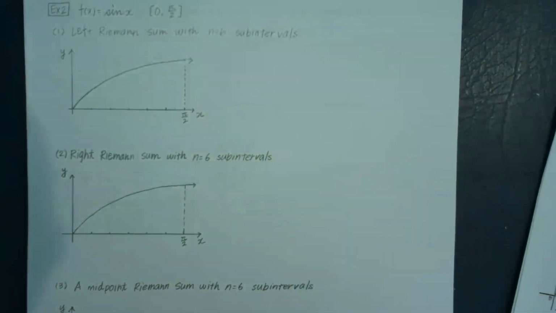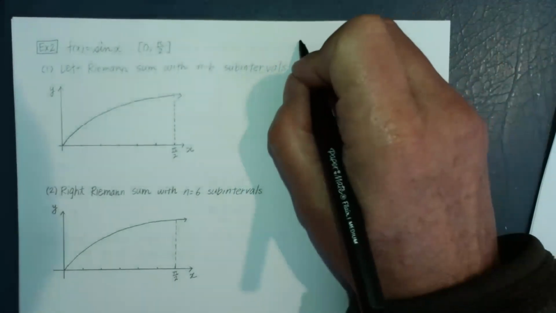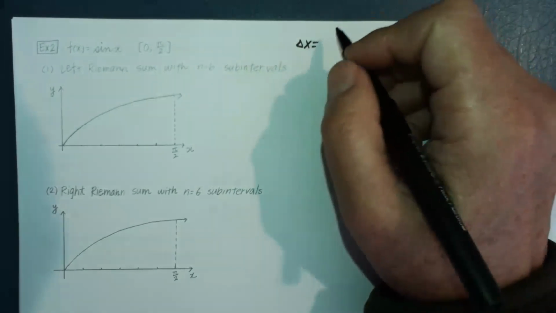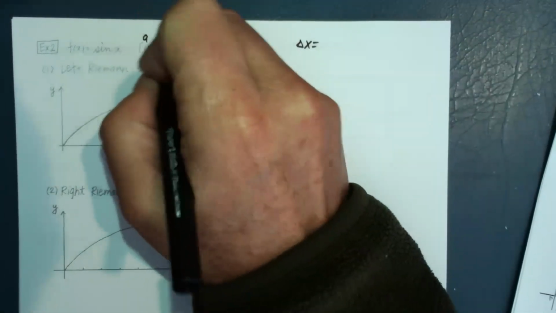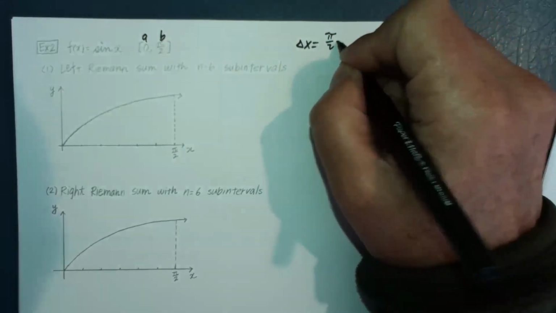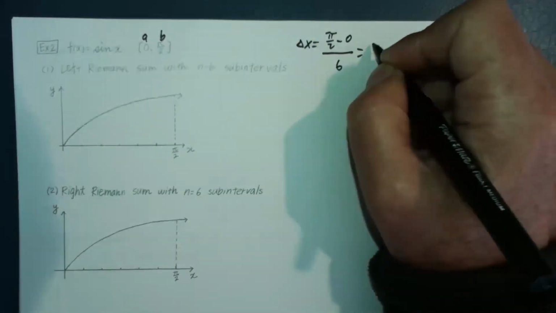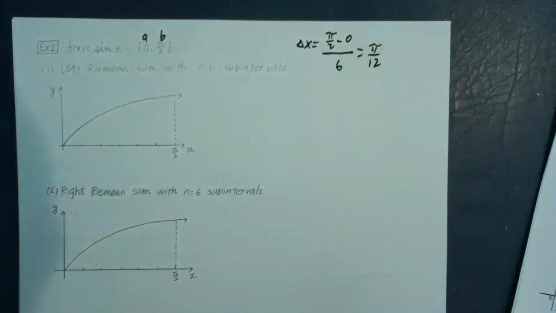So let's start with our delta x. Delta x, this will be the same for all of them. This is b minus a, so here's a and here's b. This is pi over 2 minus 0, over 6. This is going to be pi over 12. So this will be consistent for all three of these examples. All right, so let's get into it.